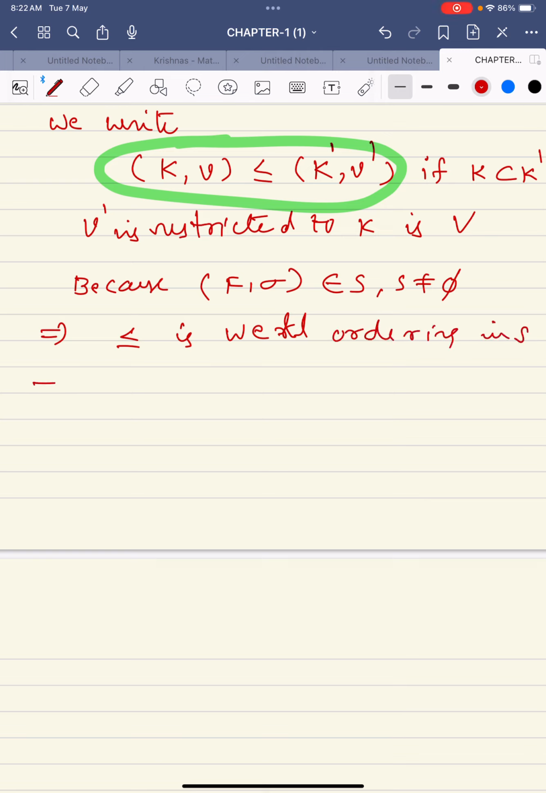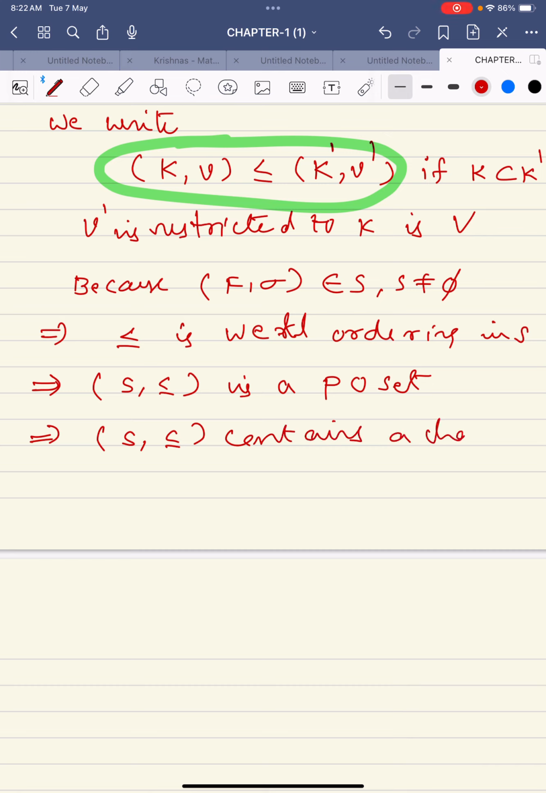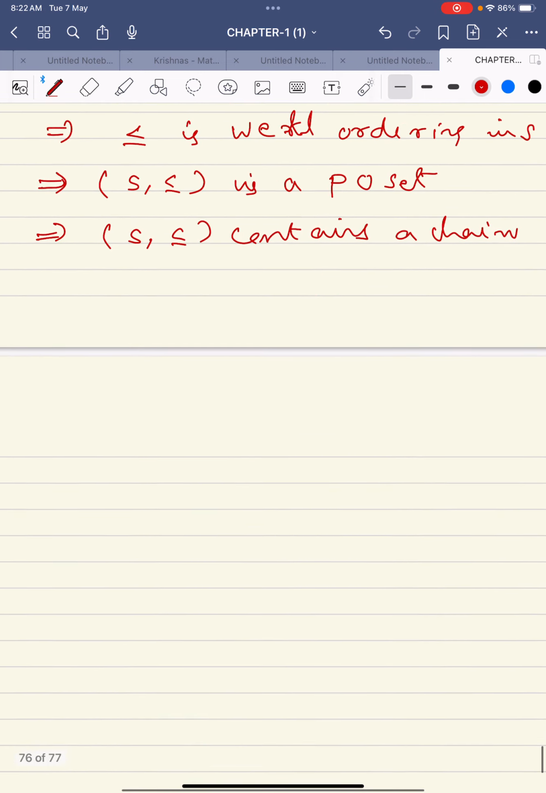in capital S. Less than or equals to is a well ordering in capital S means the ordered pair S comma less than or equals to is a poset. Poset means partially ordered set. Every poset contains a chain. Therefore, S comma less than or equals to contains a chain. This is the property: every partially ordered set contains a chain.